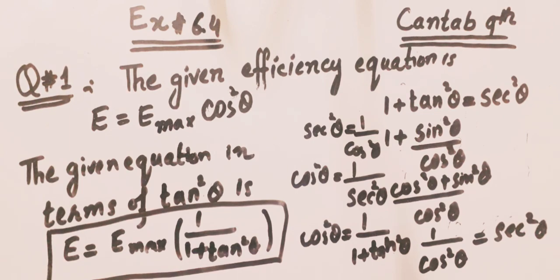Now we will start question number 2. In question number 2, the amplitude A of a sound wave from a moving source is A is equal to A maximum sin square theta, where A maximum is the maximum amplitude and theta is the observer's angle relative to the source motion direction. Express A in terms of cos theta. In this question, you have given A is equal to A maximum sine square theta and you have to express this in terms of cos theta.